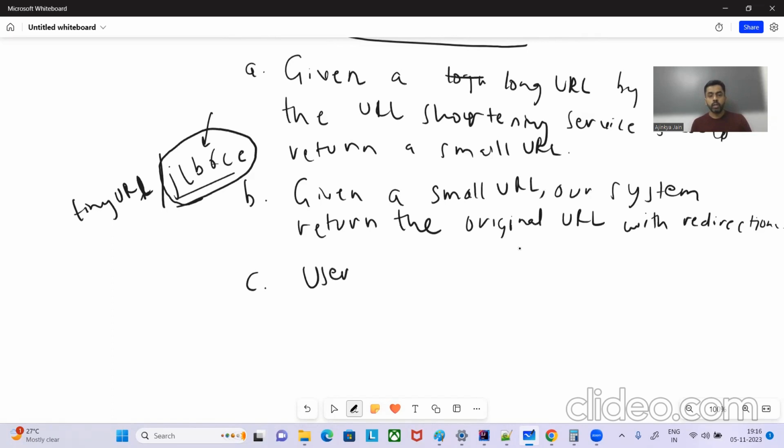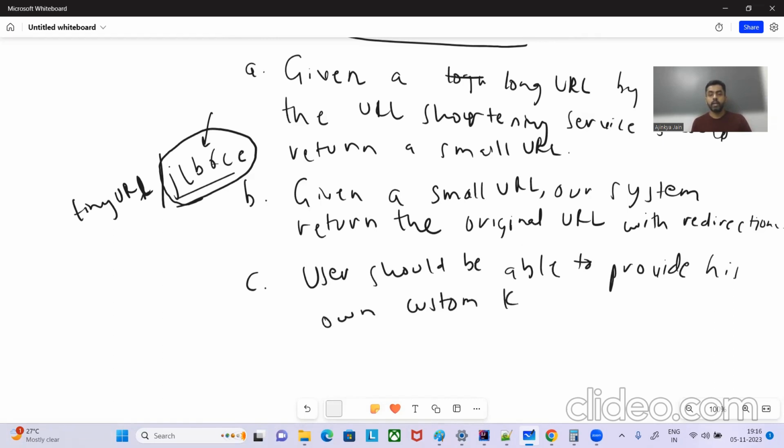So the user should be able to provide his own custom key. The custom key, as I said, will be like this.